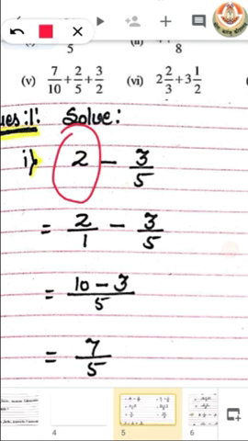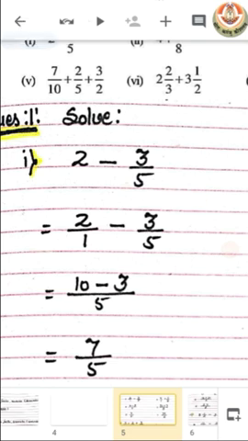The addition and subtraction of fractions we had learned in our previous class also, that is, in our 6th standard. This exercise is just for the revision of those properties.